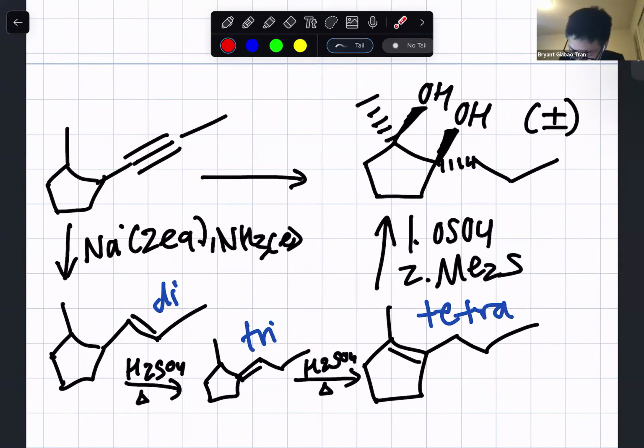But this makes sense though, right? You do isomerization, and then again to get to the more stable one, and then the osmium tetroxide. Osmium tetroxide. Nice.